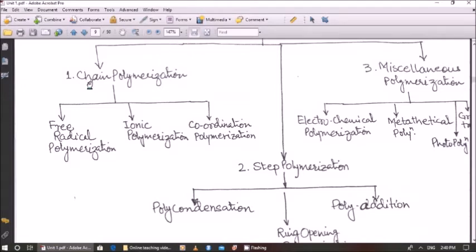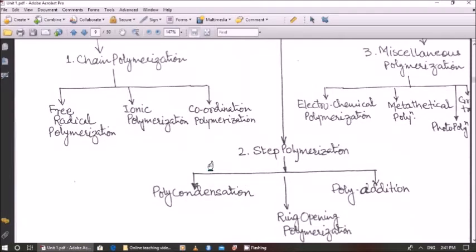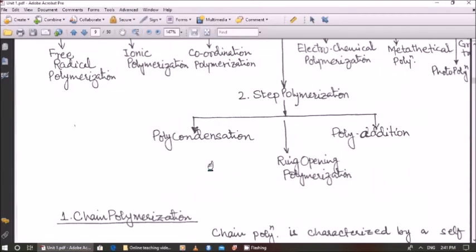So monomer units get attached to a growing chain one by one. The second type is step polymerization, and its subtypes are polycondensation, ring opening polymerization, and polyaddition. The difference between chain polymerization and step polymerization is that in chain polymerization, the addition of monomer units is sequential, meaning one after another, whereas in step polymerization, the addition of monomeric units is in steps.